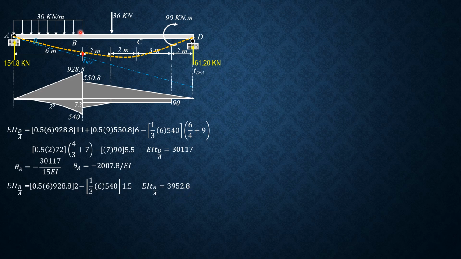3952.8. So from there, we can solve delta B or YB, which is, this is 6 times theta A, right triangle. Opposite is 6 times theta A. Let's just make theta A positive, then minus deviation of B relative to A. The deflection is negative. So that's delta B. So delta B is negative of quantity 6 times theta A, which is also made positive, minus deviation of B relative to A, which is 3952.8. So delta B is negative 8094 over EI, just like before.